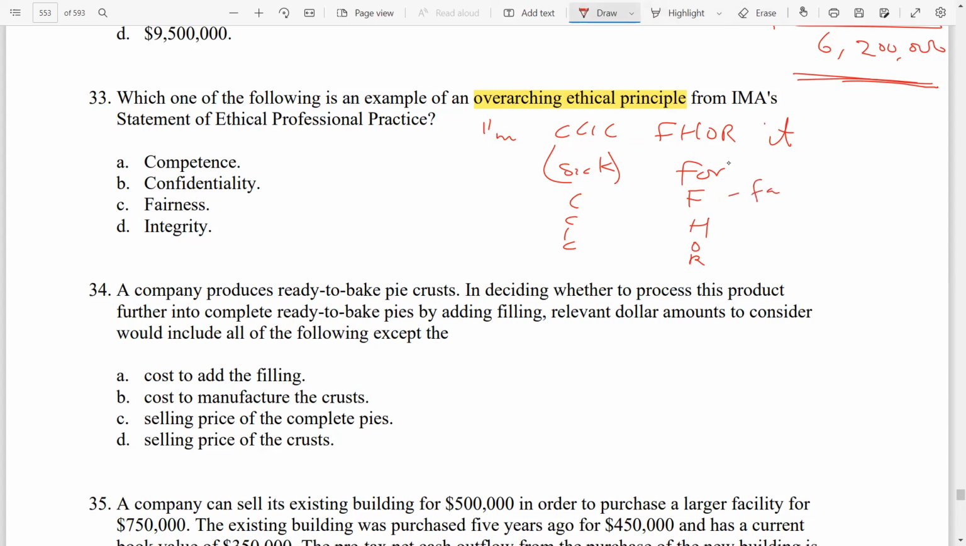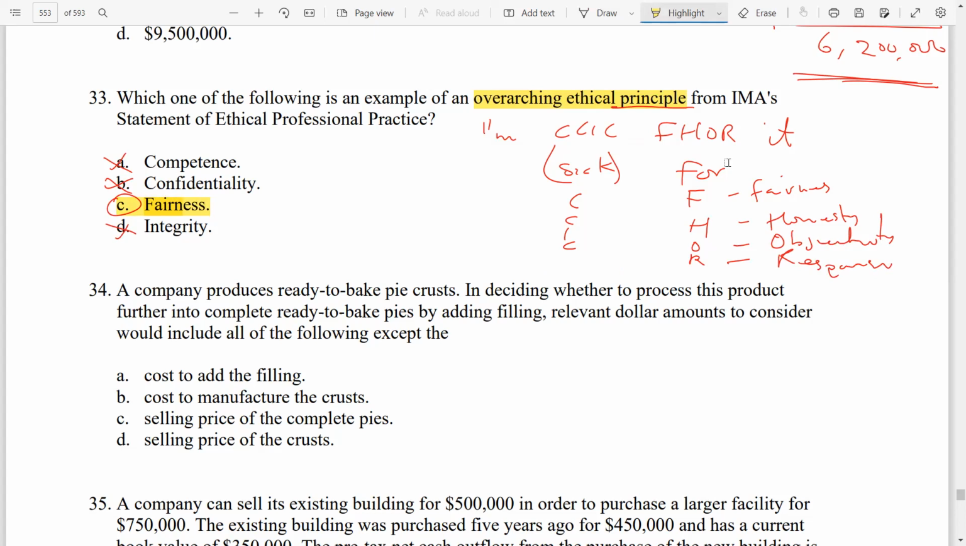So we have fairness. So it's asking for the principles and not the standards. So fairness, honesty, objectivity, and responsibility. So A, competence is a standard, confidentiality is a standard, fairness is a principle, and then integrity is a standard. So the correct answer for this is C, which is fairness.